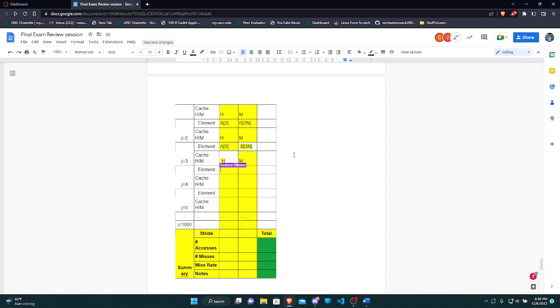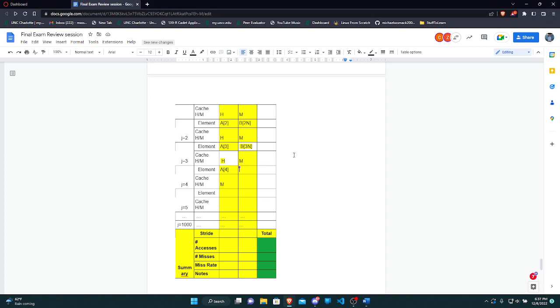But when J is 4, we have now passed everything we've loaded into the cache block. So at A of 4, it's going to be a miss again, and we're going to have to load in A of 4, A of 5, A of 6, and A of 7. That's going to be in another cache block.